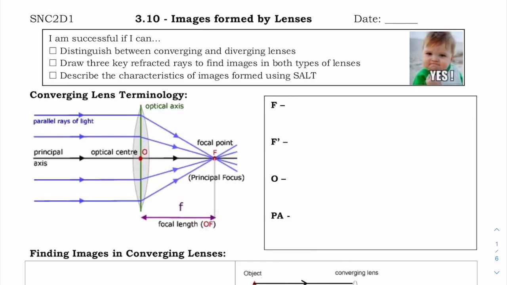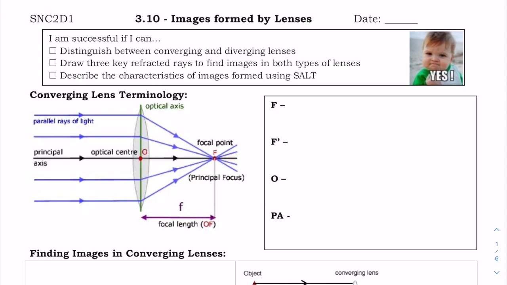Hello everyone and welcome to Lesson 10, Images Formed by Lenses. Our goals for today will be to distinguish between converging and diverging lenses. We'll then draw three key refracted rays which will allow us to find the images in both types of lenses. And finally, we'll describe the characteristics of the image using the SALT acronym.